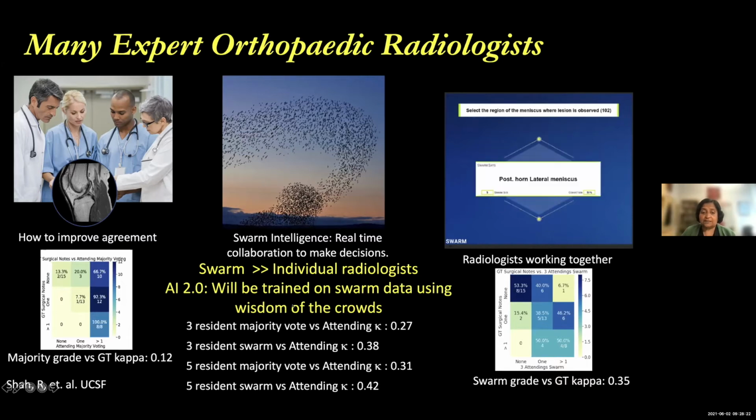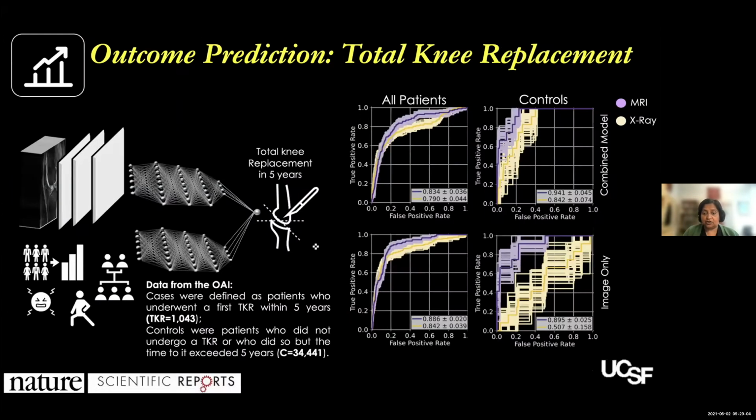So we looked at this using 3 resident trainees and looked to get their majority vote for the identification of meniscus lesions versus the attending, and we got a kappa of 0.27. You keep going further and you do the swarm voting with the 3 residents, and then the kappa improved to 0.38. When you included more residents, then the kappa continued to improve. So this is one way of doing consensus grading or training, not of the radiologist, but at least coming to an agreement of a cumulative grade or a gold standard. So this is one methodology that we are using.